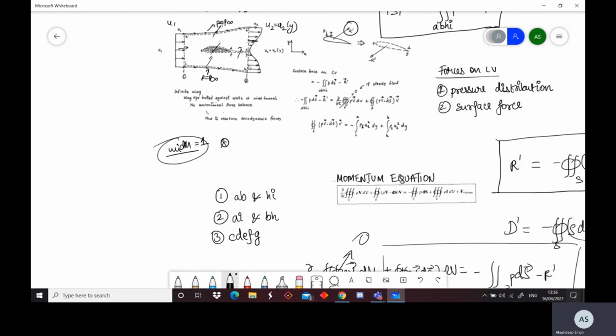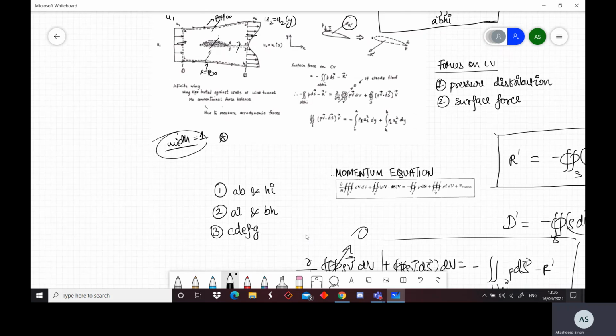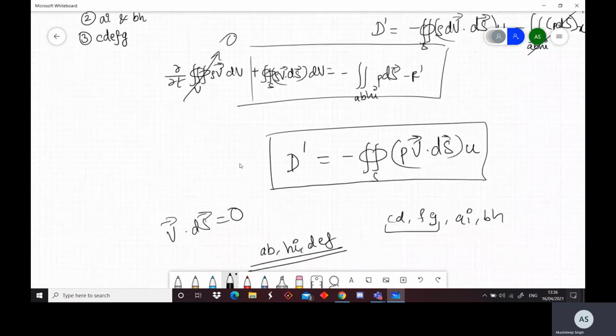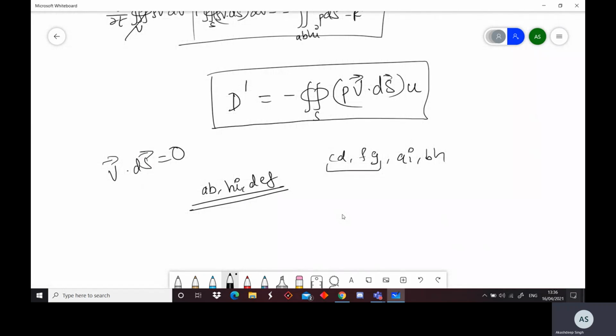Since they are adjacent to each other, the mass flux out of one is identically equal to the mass flux into the other. So they are just opposite in sign and equal in magnitude. So the contributions of CD and FG to the integral equation will just cancel out. They will both become 0. So these are also gone, these are also gone, and these are also gone.